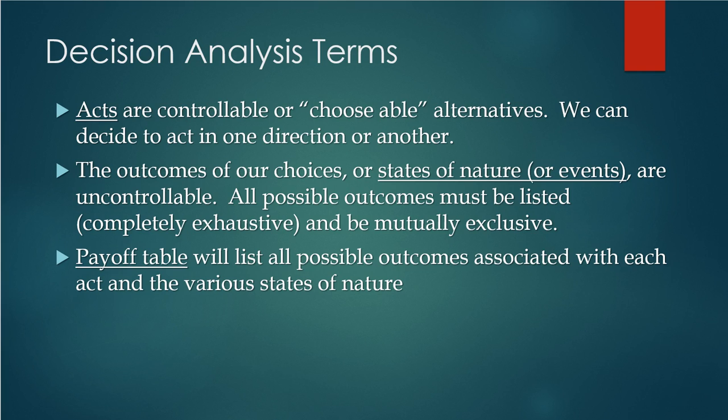All possible outcomes must be listed, again, completely exhaustive, and be mutually exclusive. They can only belong to one category. A payoff table will list all possible outcomes associated with each act and the various states of nature. Okay, so again, when considering states of nature, the outcomes, it is possible to foresee what the outcomes might be, but we simply do not have direct control of those outcomes. That's the important piece there.